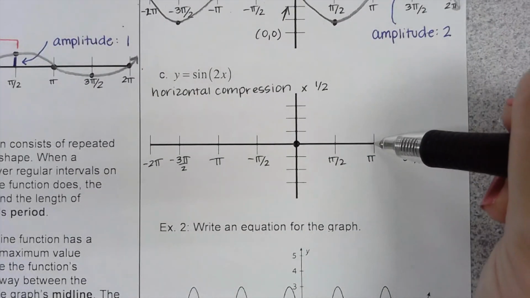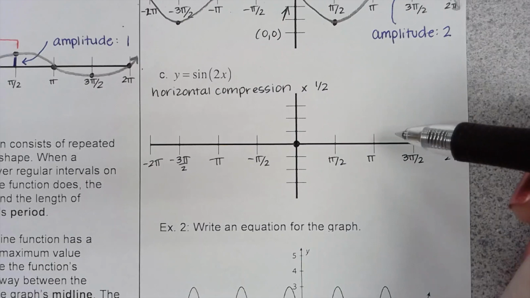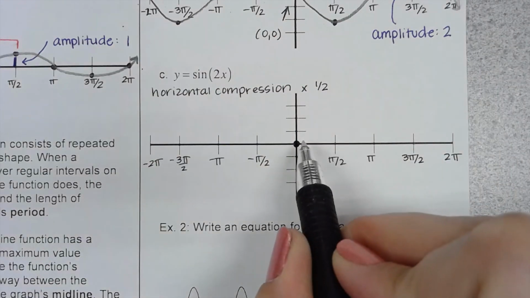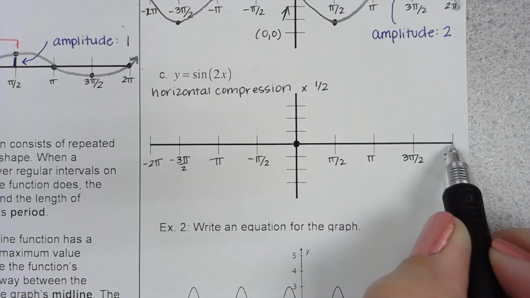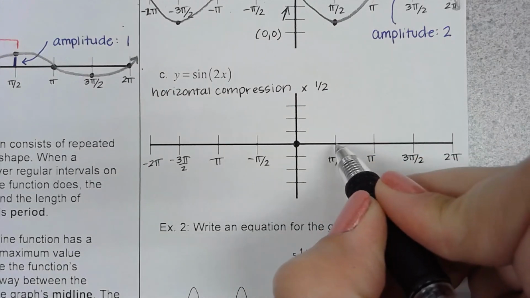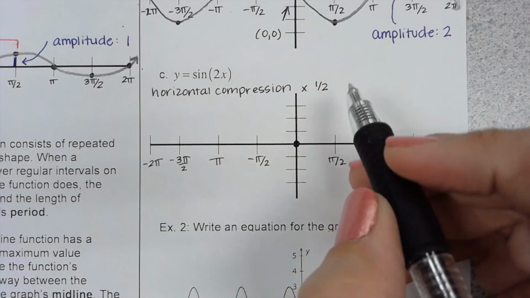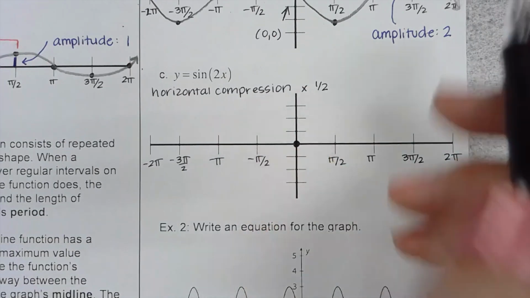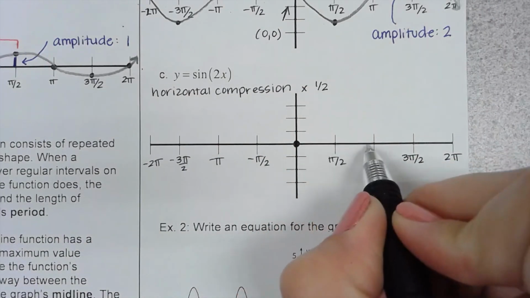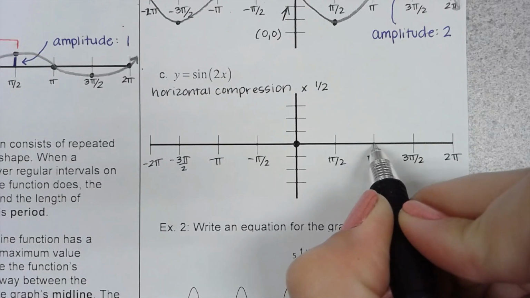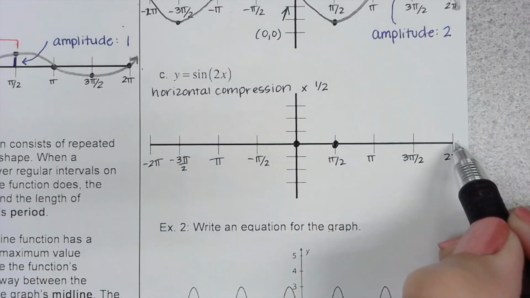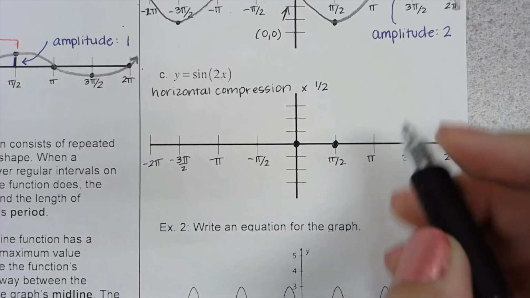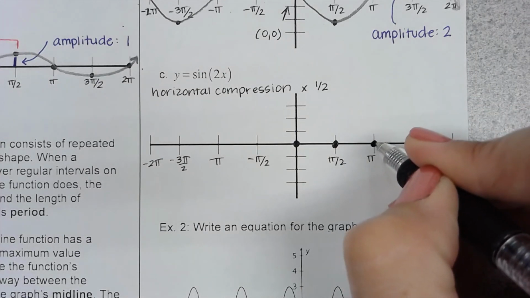But here's where it's different. Normally, my zeros go here, and my zeros go here. So what's going to happen is, instead of the graph coming back to 0 at pi, and then coming back to 0 at 2 pi, the graph's going to come back to 0 faster than that. So when it compresses by 1/2, instead of going back to 0 here, it gets back to 0 twice as fast. So that means it gets back to 0 here.